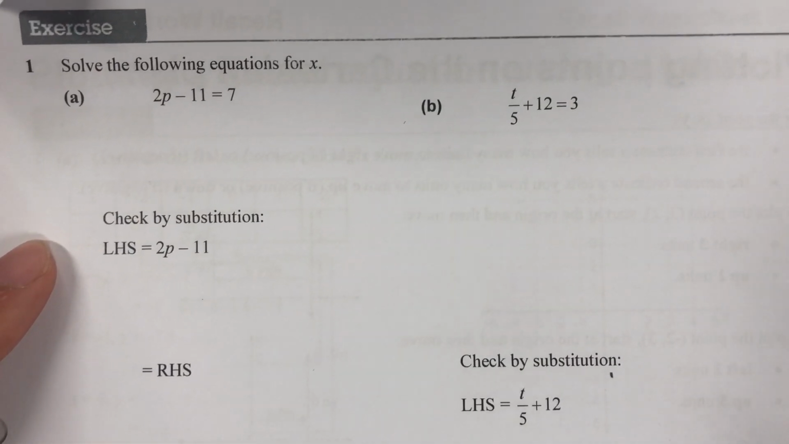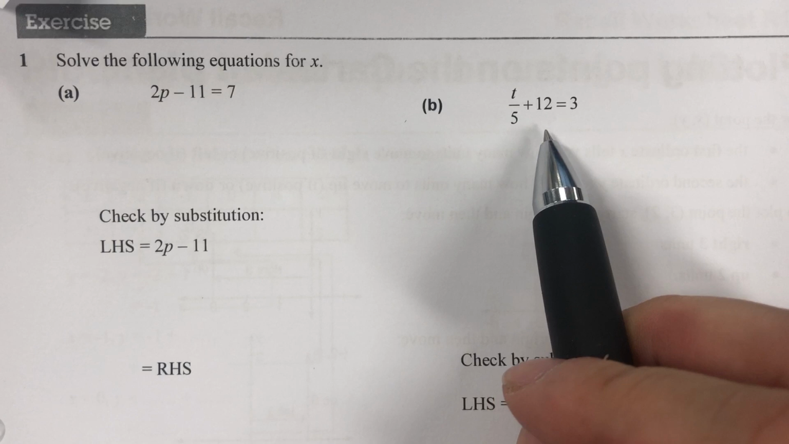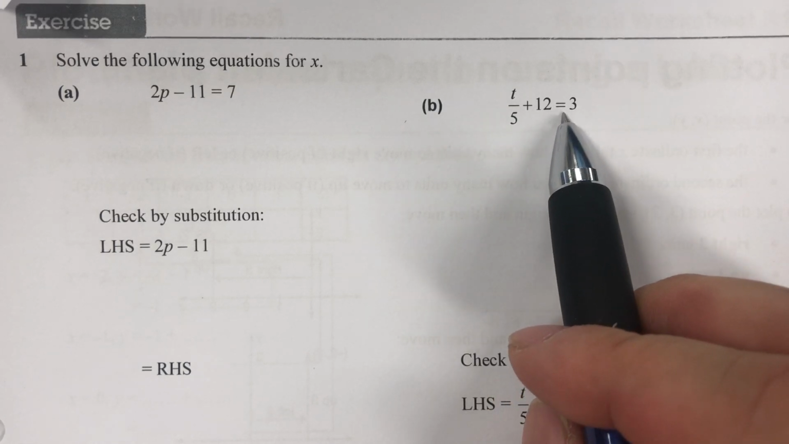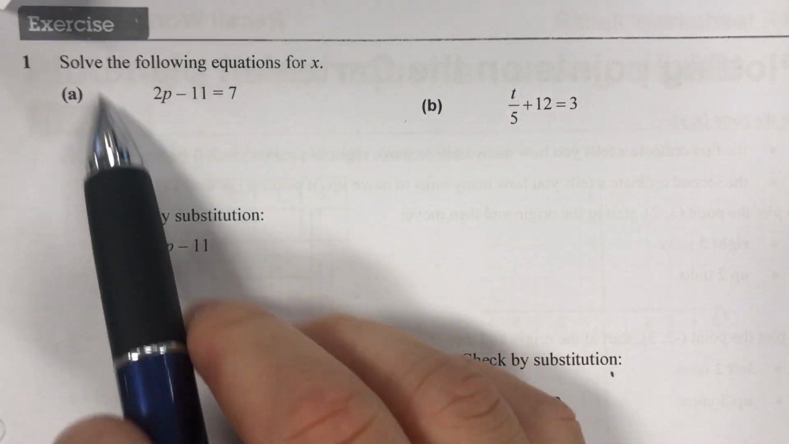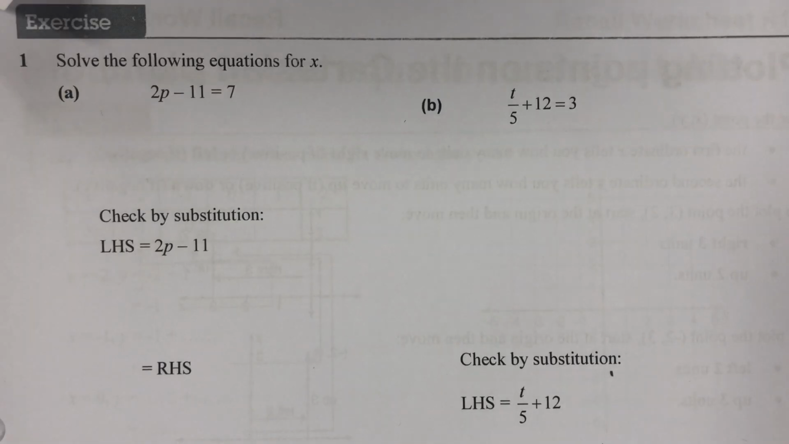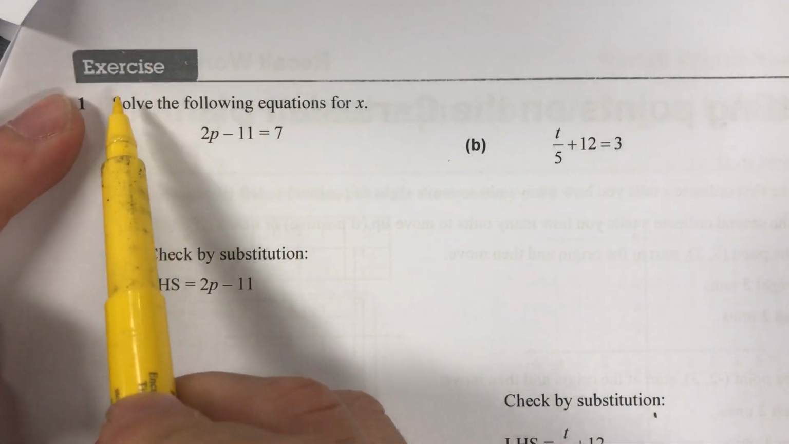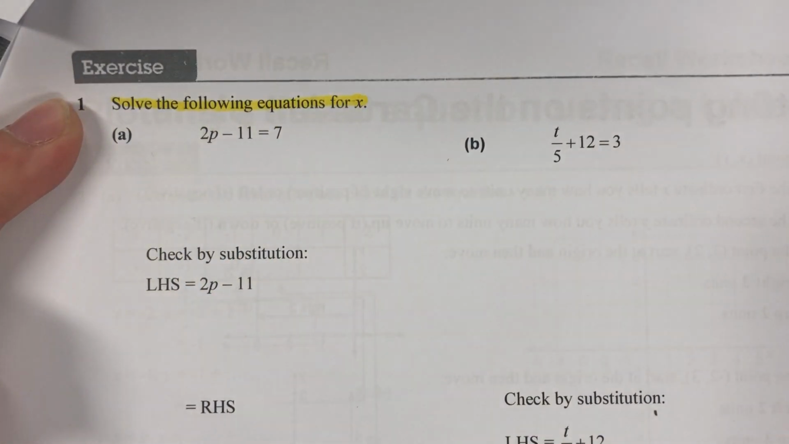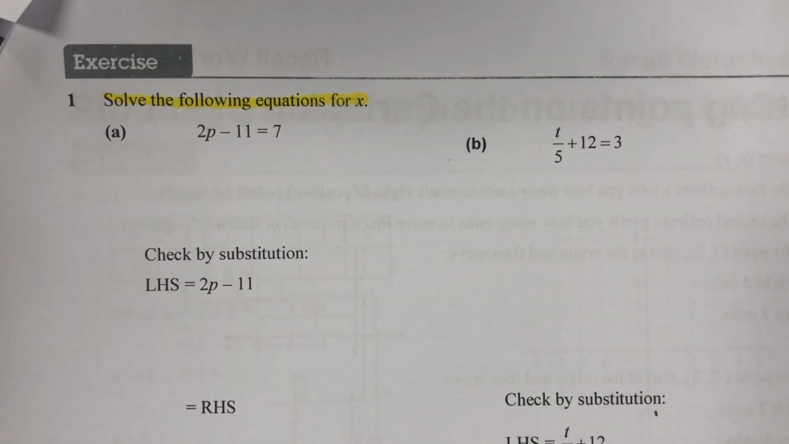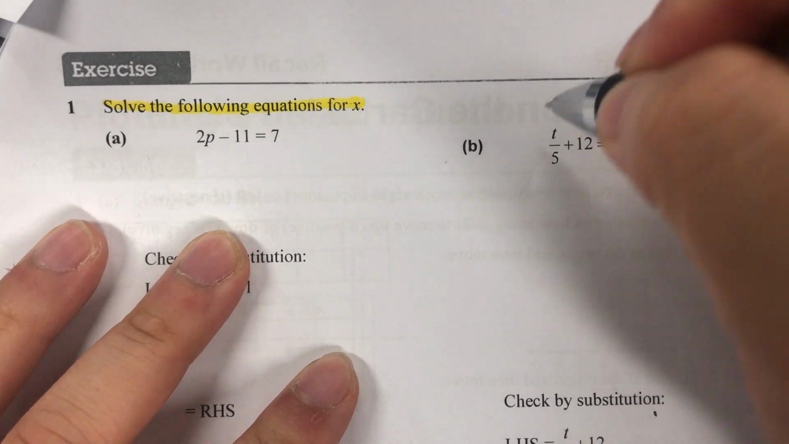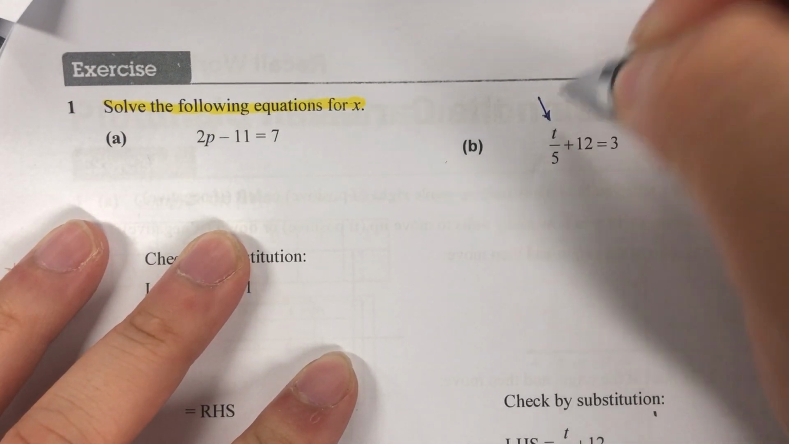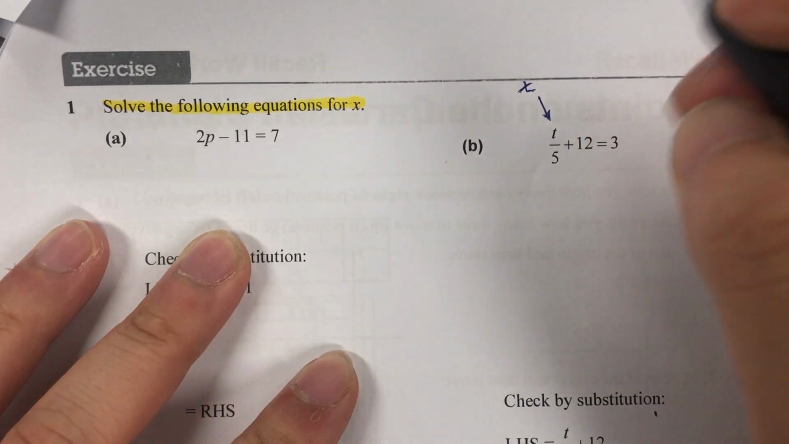All right, so we're going to look at this one here. It's an equation. It's got an equal sign, and the question is telling me, solve the following equations for x. That's unhelpful because there's no x's there. What it really means to say is solve for the unknown, which in this case is the t. So we're trying to solve for the t.